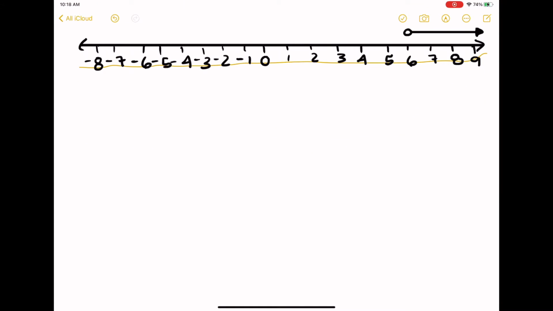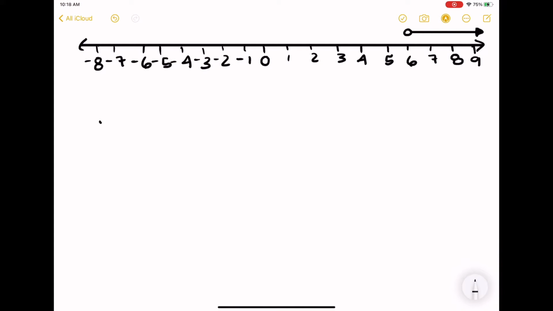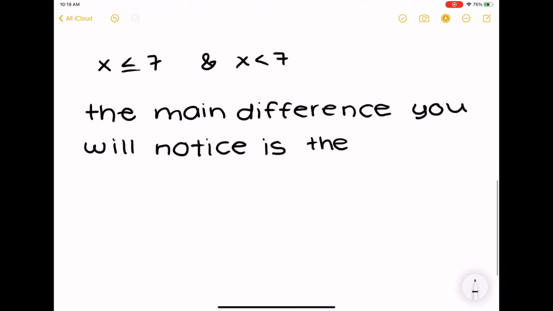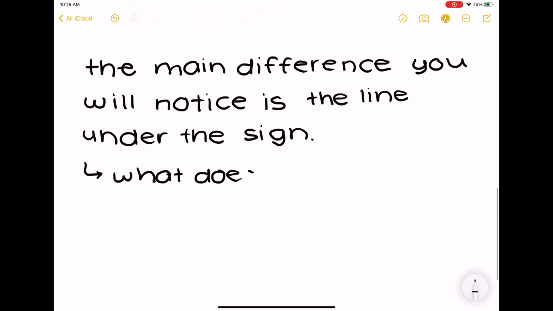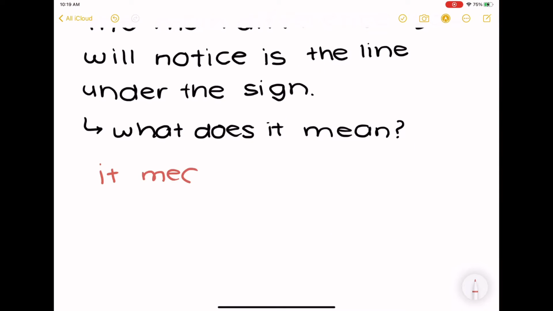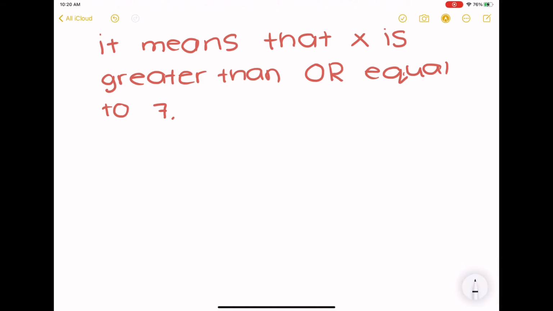But what really is the difference between the two inequalities that I put in the beginning? Like these two. What is the main difference? Well, the main visible difference that we see is the line underneath the inequality sign. But this actually means something. It's not just there for design. In this scenario, it means that x is greater than or equal to 7.